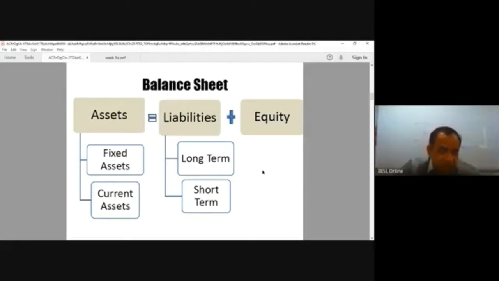Those simple concepts you must understand. What's a balance sheet? That's all. As simple as that. Pages together, balance sheets are there, items are there. The principle is this only.